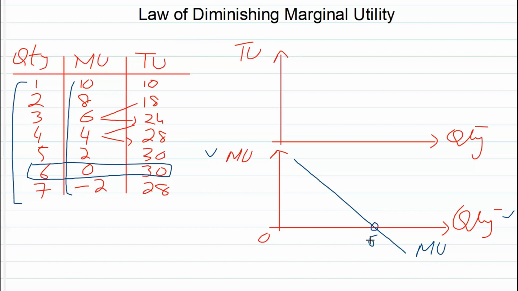And we can again see that when marginal utility is 0, total utility is maximum. So we can draw a perpendicular, and we can show that at this point when marginal utility is 0, total utility will be maximized. Before that, total utility is rising, and after that, total utility is falling.